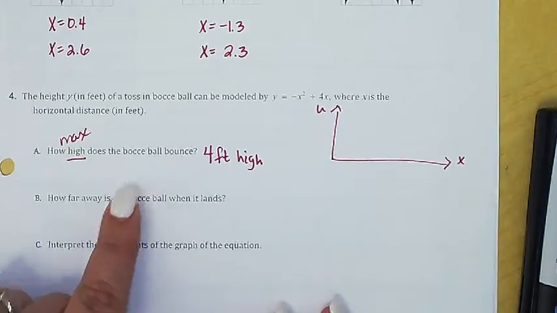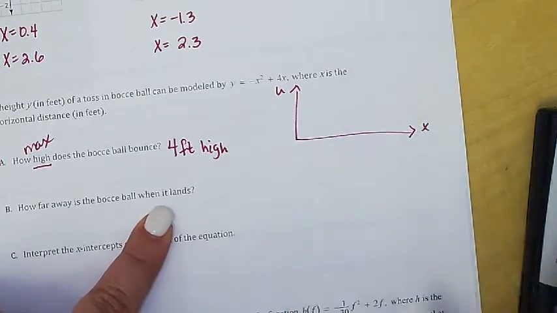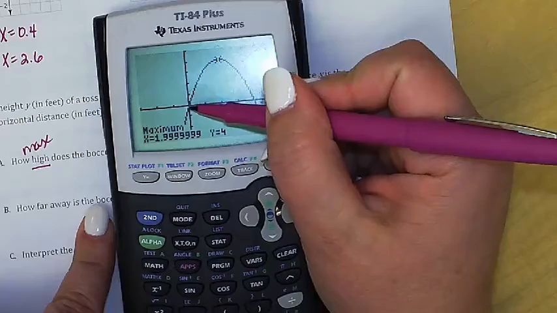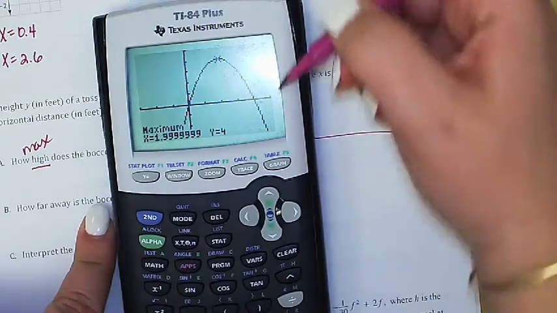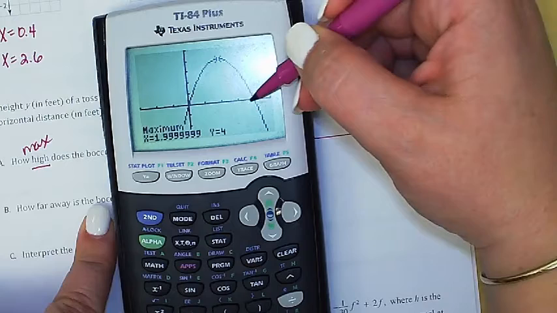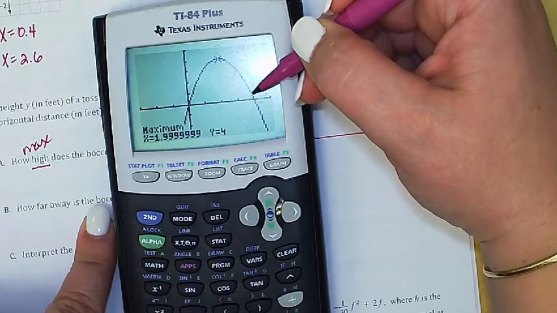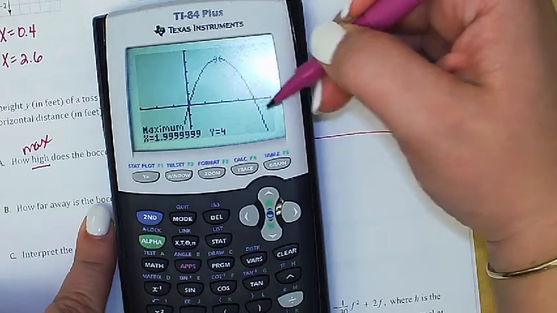Okay. How far away is the bocce ball when it lands? So now think about that. This is my ball. It bounces, it goes up, it goes back down. If they're asking me how far away it is when it lands, it's asking me for the x coordinate of that landing point right there. So it's really asking me for that x-intercept.